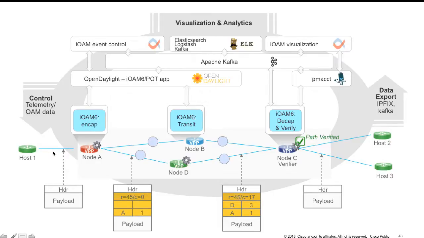iOAM is enabled to collect tracing and sequence number as well as verify proof of transit via different paths in the provider's network. Node A adds iOAM data into the packets going through it, while Node C extracts the data from the packet and exports it into the server for further analysis.